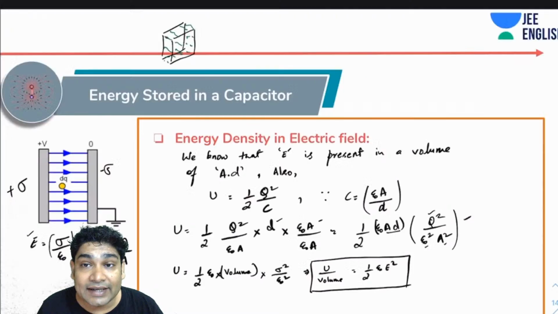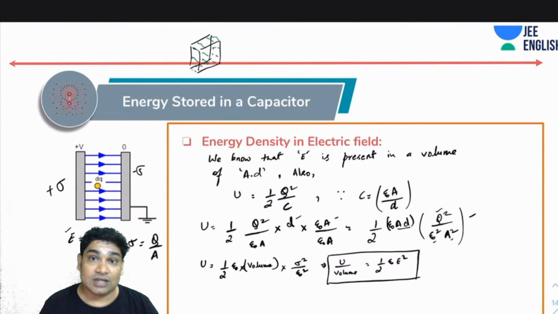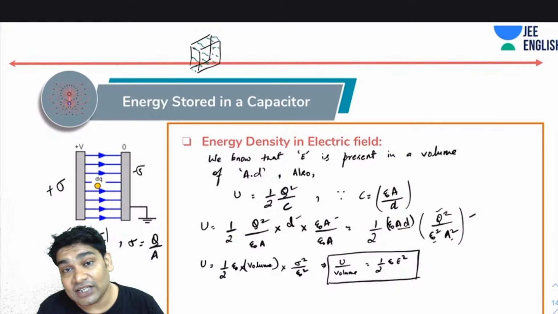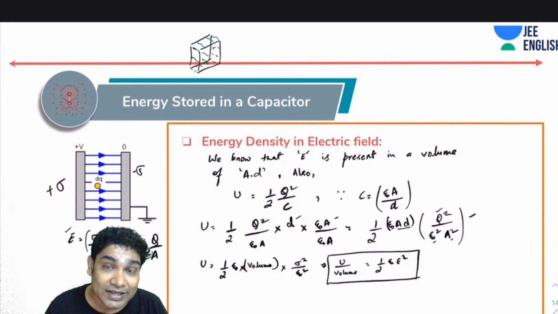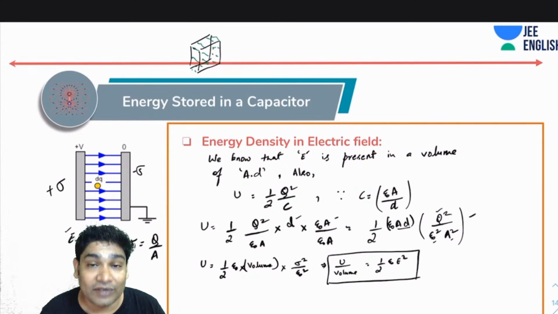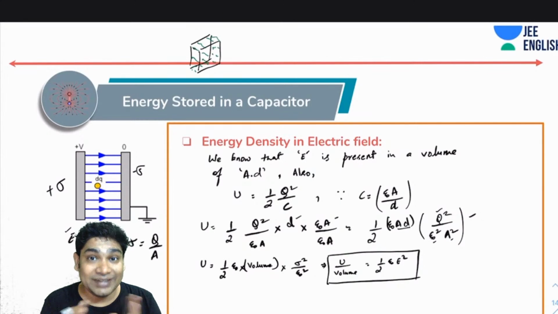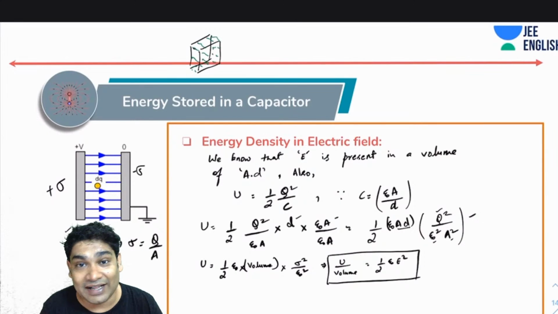So that is the energy density of any electric field. We derived this expression with the help of a capacitor, but we can use this expression anywhere, because there is no reason why the energy density of an electric field, basically the energy stored per unit volume in an electric field, should be different here and different elsewhere.